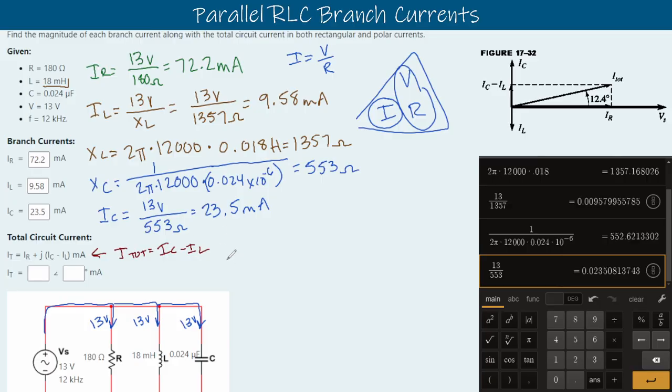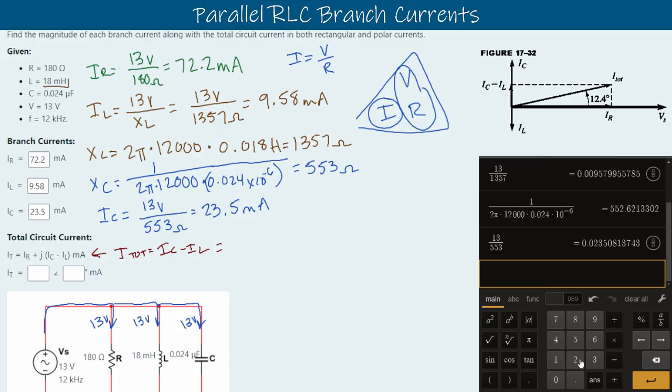Right, so let's plug in what we know I total is. We'll figure out this variable here, IC minus IL. We know both of those values. IC is 23.5, and we'll subtract IL, which is 9.58, 13.92. So we know that the I total for that section is 13.92 milliamps.